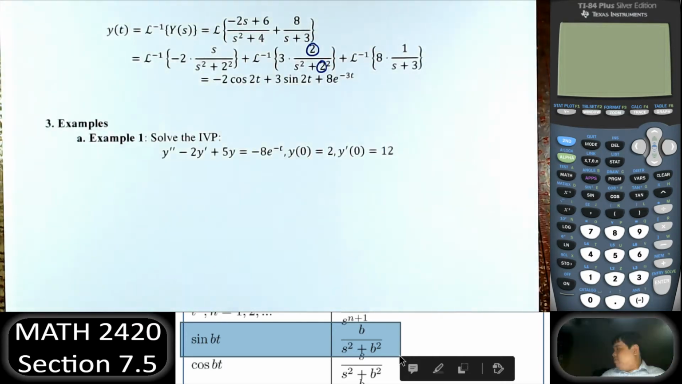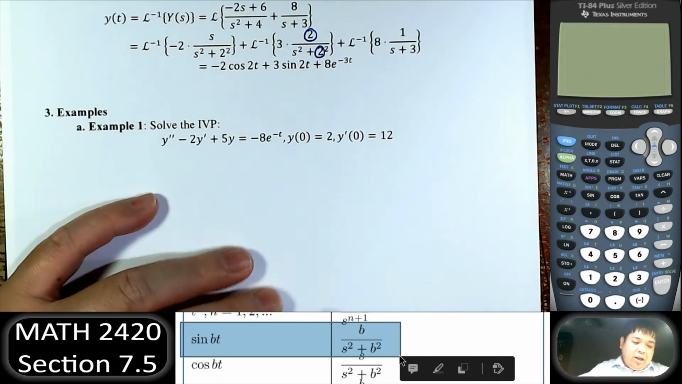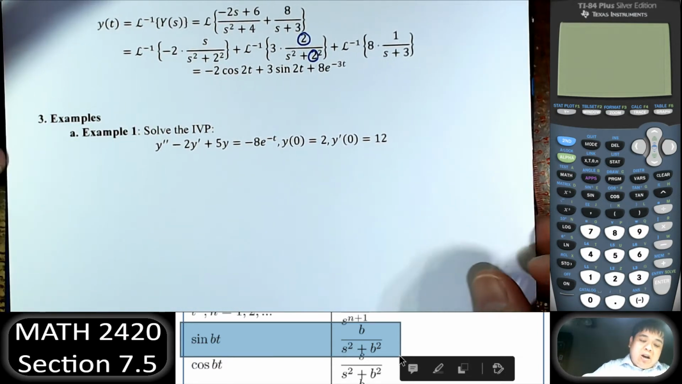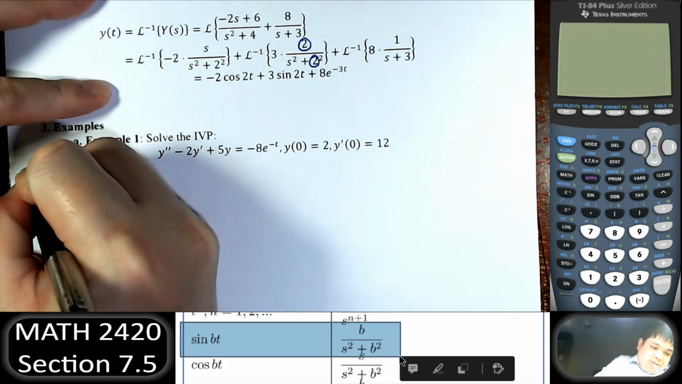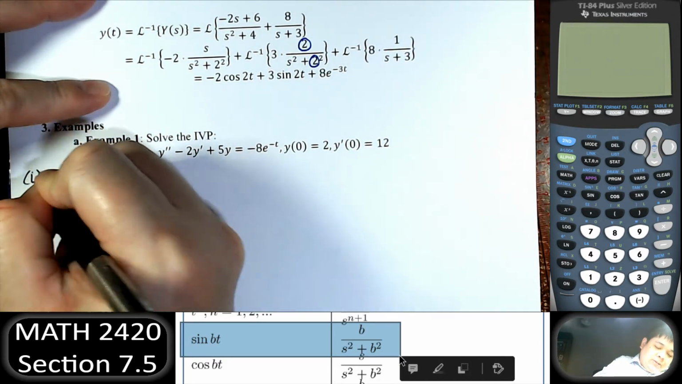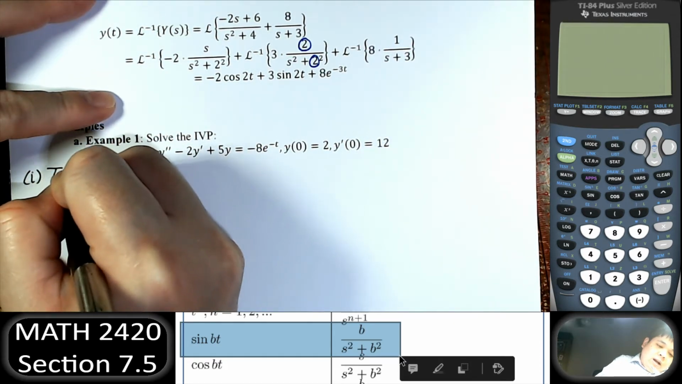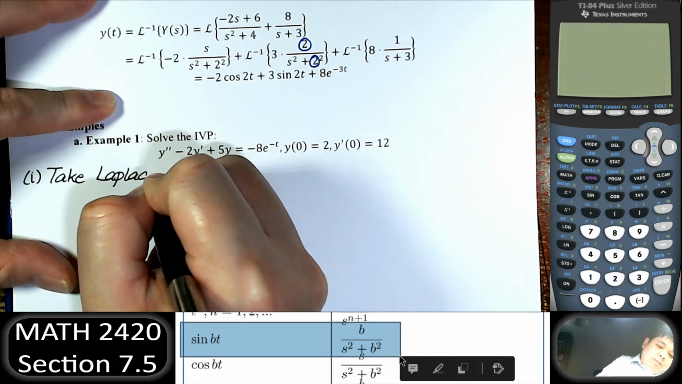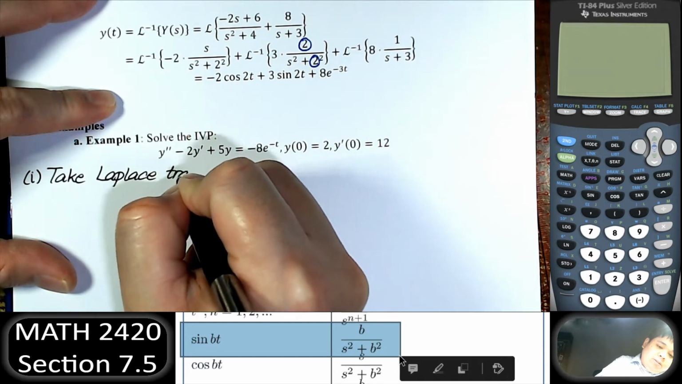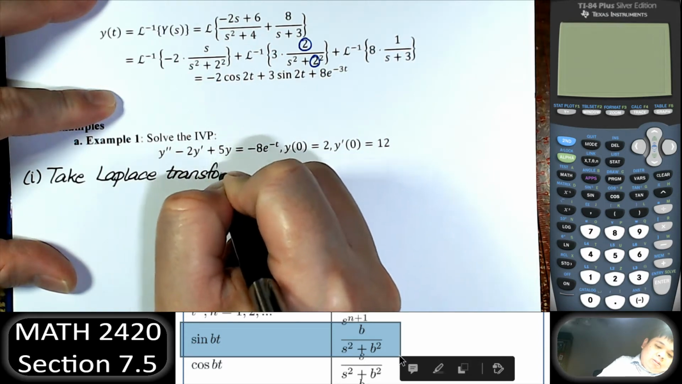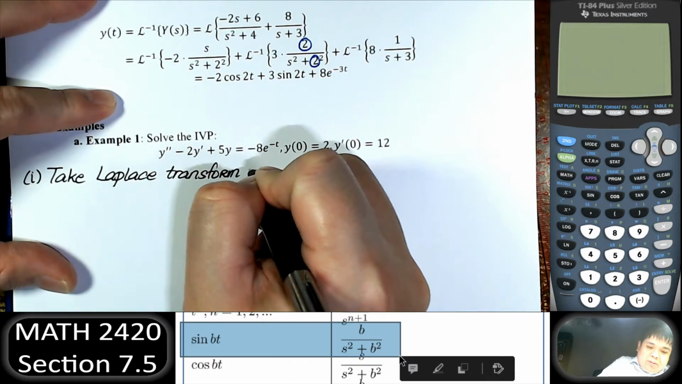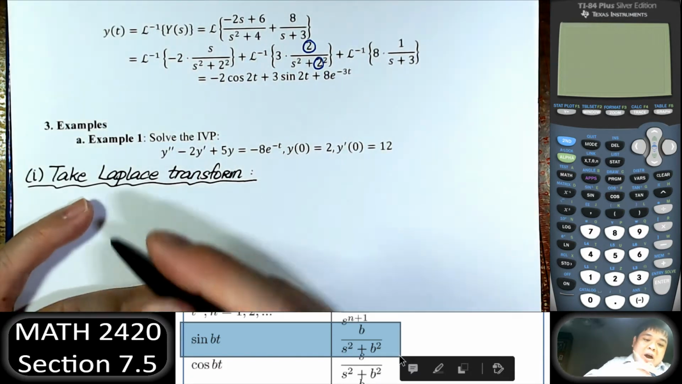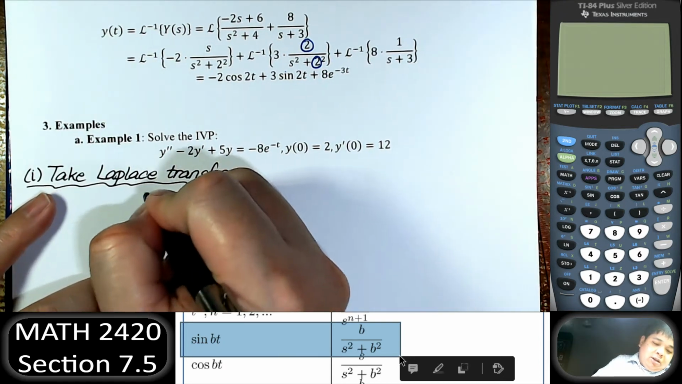Right. So let's look at an example. I'll solve this initial value problem. So the first step, of course, is to find the Laplace transform. So we apply the Laplace transform on both sides.